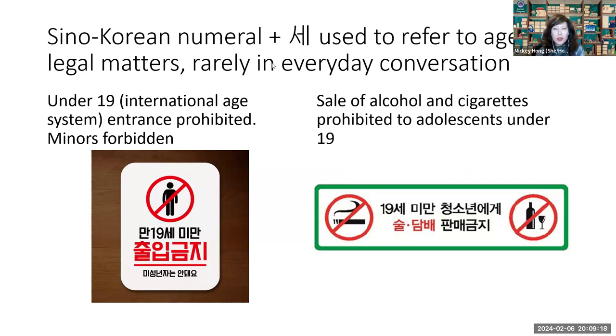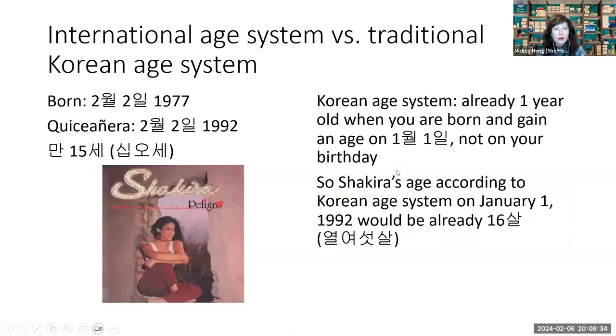Sale of alcohol and cigarettes is prohibited to those under 19. 19세 미만 청소년에게 술, 담배 판매 금지. We do not sell. Sales of alcohol and cigarettes are forbidden to those younger than 19. I think it was just last year they changed this.